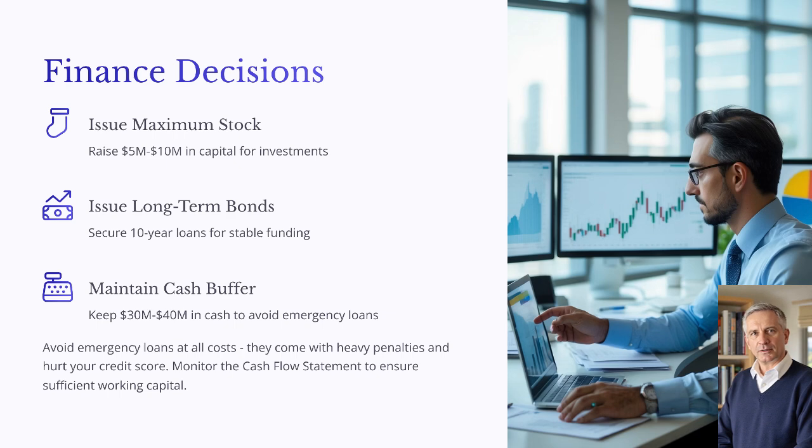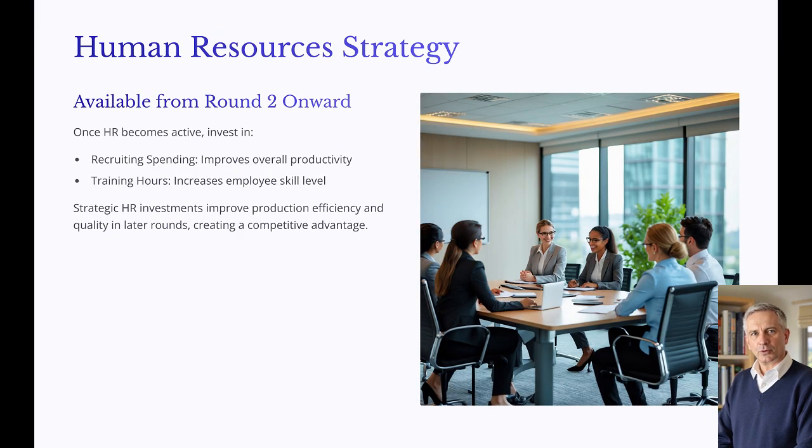Human resources: from round 2 onward. HR isn't available in round 1, but once it becomes active, invest in recruiting. Spending improves productivity. Training hours increase employee skill level. Spending here improves your production efficiency and quality in later rounds.